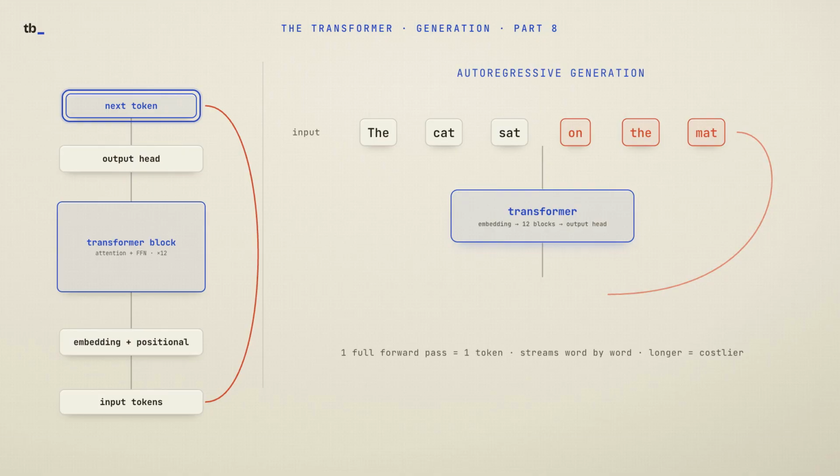That is why text streams out word by word and why longer answers cost more. This loop is what autoregressive means. Let's put it all together.